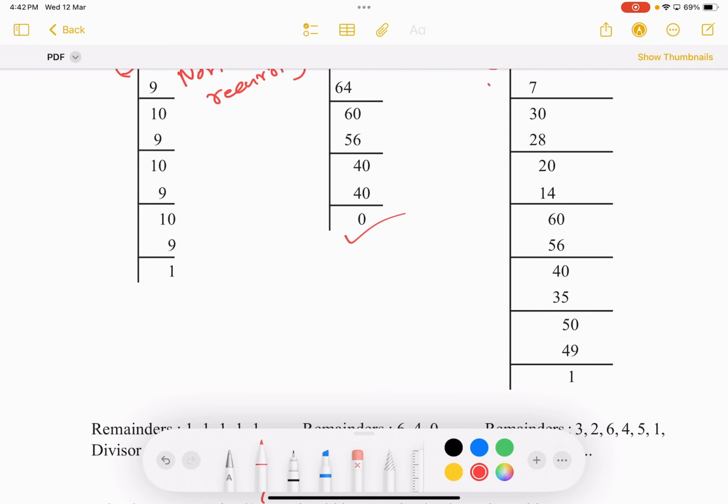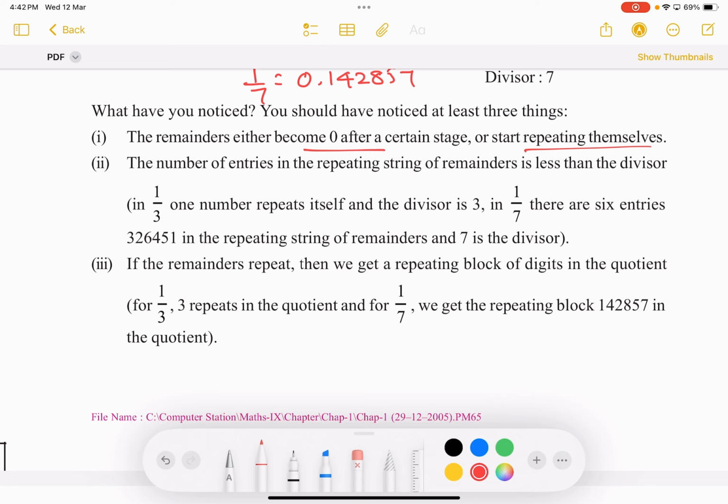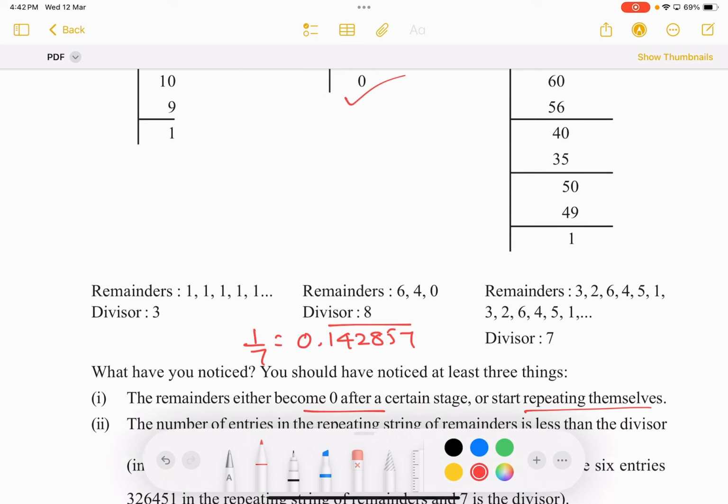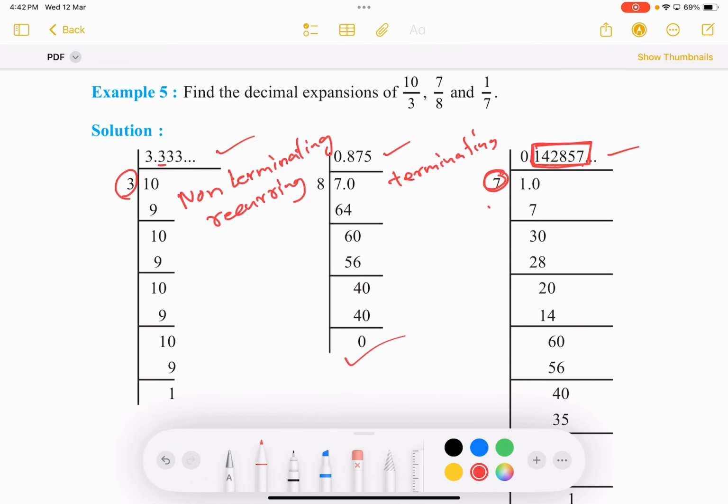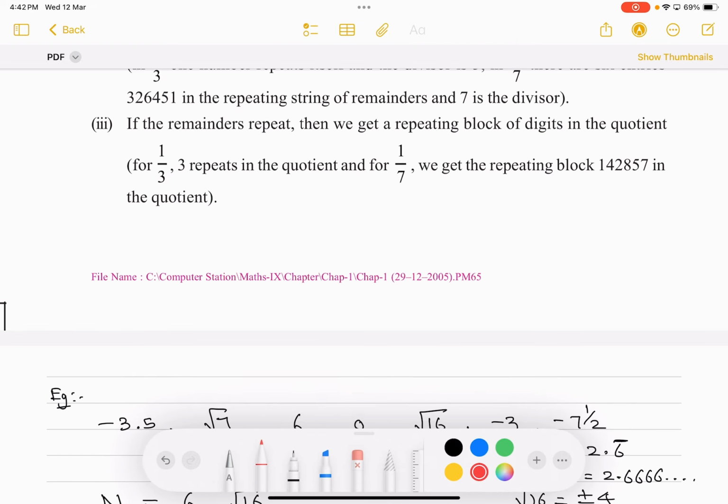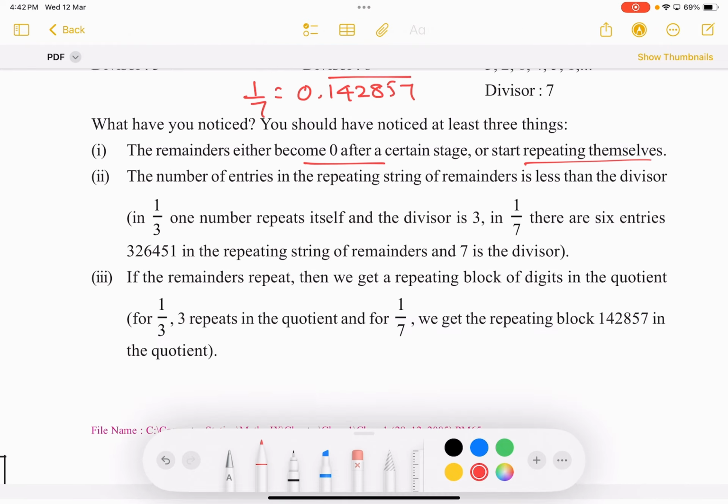If the remainder repeats, then we get a repeating block of digits in the quotient. For 1 by 3, 3 repeats in the quotient. And for 1 by 7, we get the repeating block 1, 4, 2, 8, 5, 7 in the quotient. That's what I have explained here, right? Six numbers are repeating, which is lesser than our divisor. Got it? Okay?